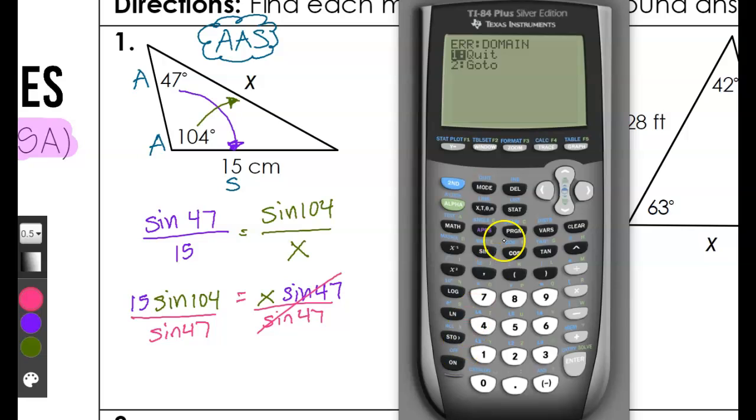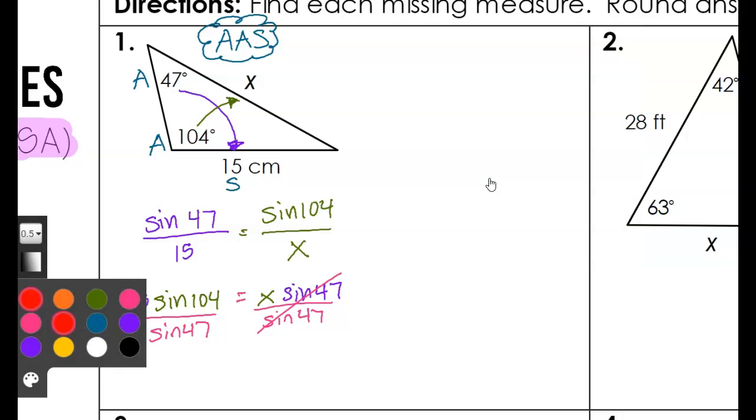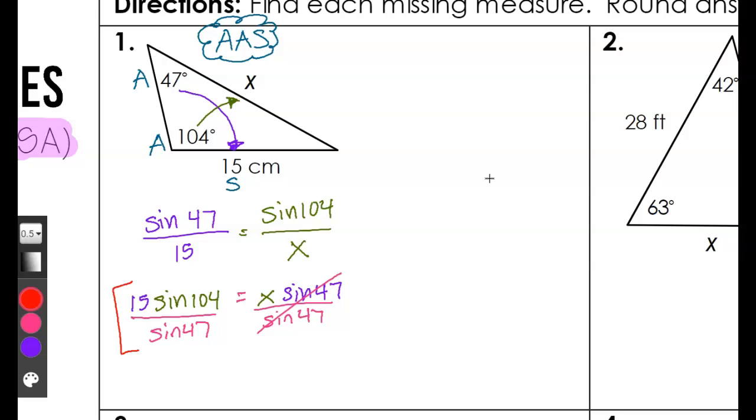And in my calculator, I'm going to put 15 times sine of 104 divided by sine of 47. Now this is why I said this step isn't really needed, because you can just look at this step and see, all right, you're going to have to multiply 15 times sine of 104, but to get the sine of 47 off the x, you know you're going to have to divide by sine of 47.